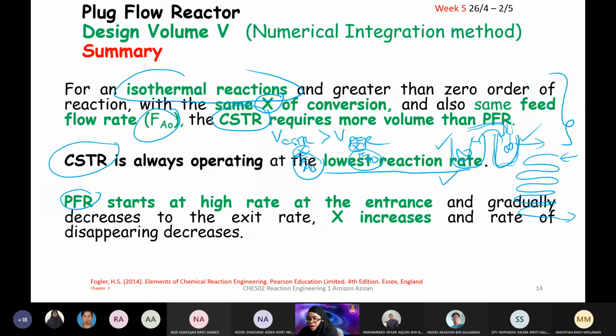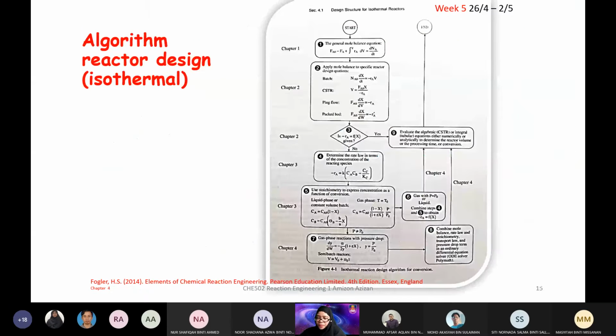In the PFR, of course, the PFR starts with the high rate there. You know that the rate changes throughout the PFR. So the rate entering is higher than the rate leaving, yeah? So the rate of disappearance decreases along the PFR, but the conversion X increases.